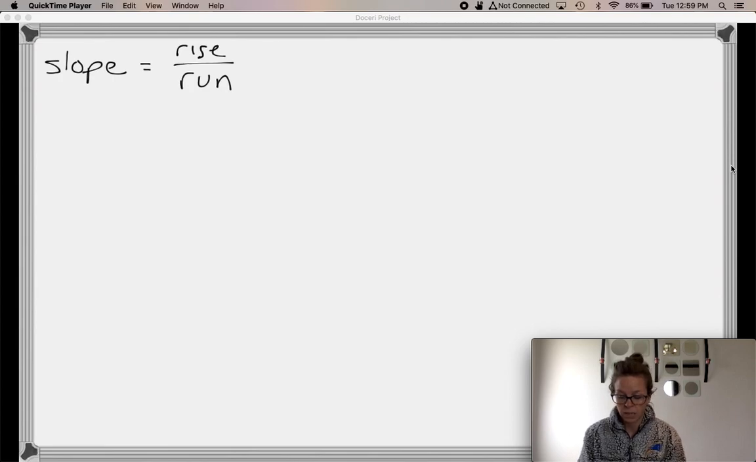The other way to define slope is symbolically with x's and y's, rise again being like our y-axis. So we're going to do y2 minus y1 over, and then run, that's our horizontal, our x-axis in geometry, x2 minus x1.